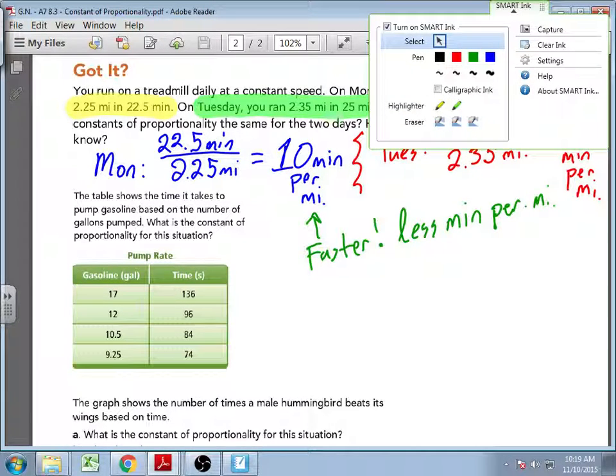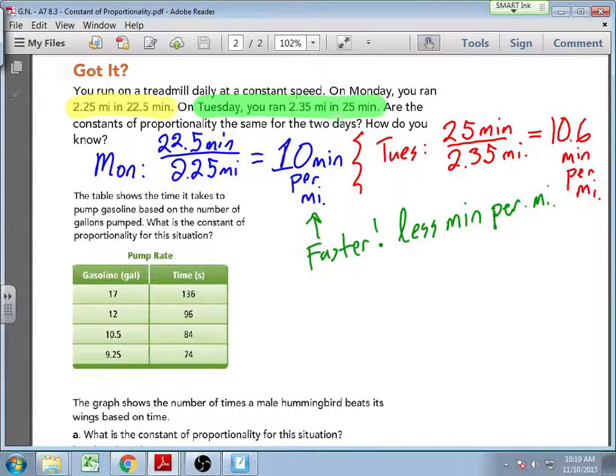Figure out, and I bet you only need probably not even 30 seconds, figure out my pump rate of gallons per second. Or seconds per gallon, depending on how you want to do it. The answer's right on it.